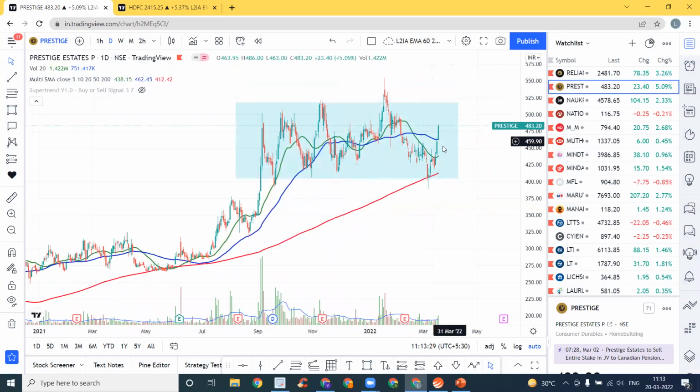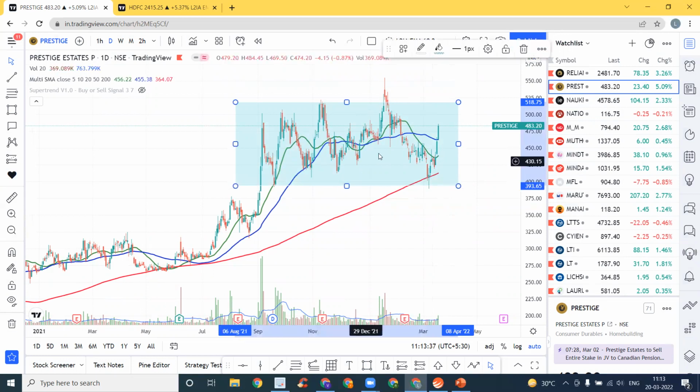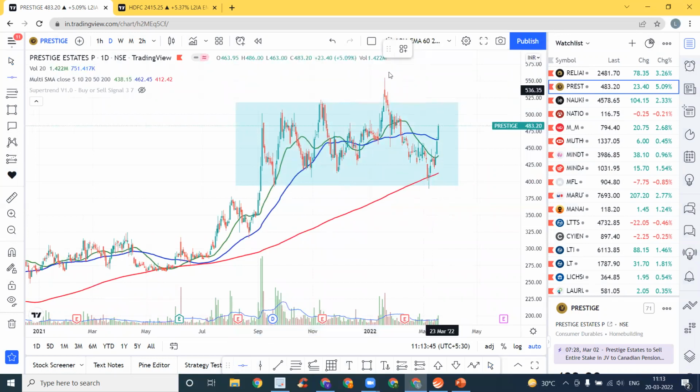So it is moving up. This is a range bound movement from these lower levels. It has moved up. If it moves out of this box, it can go right up to this level. Brigade.